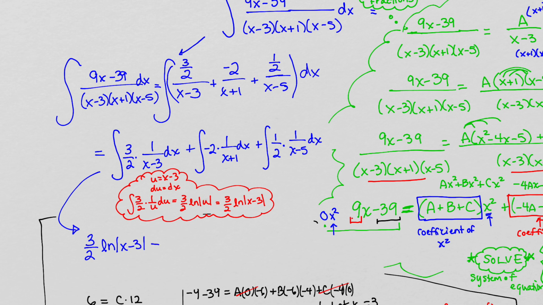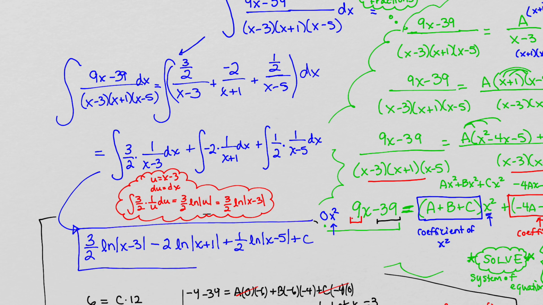The next one, I do know where it all comes from, and so I'm going to skip and write that as -2 times the natural log of x plus 1. And the last one, 1/2 times the natural log of x minus 5. Once we did that basic part of getting our simpler fractions, then integrating became literally a 2-step process. That is our final answer.